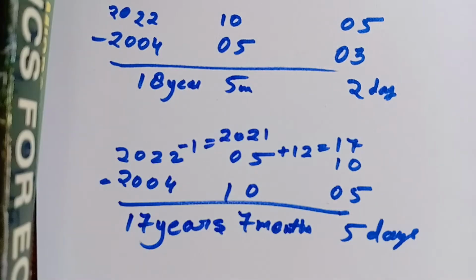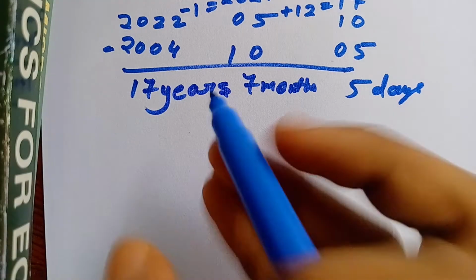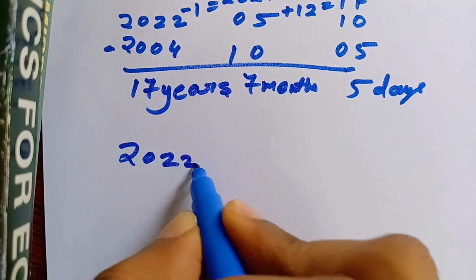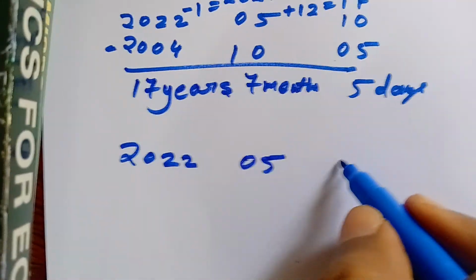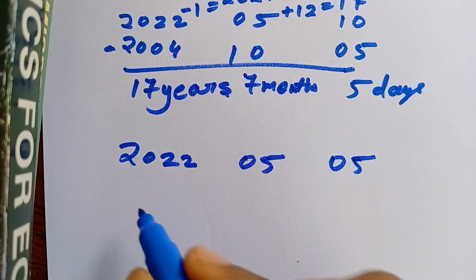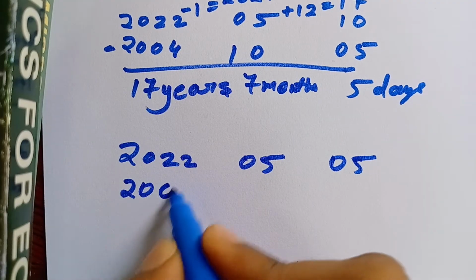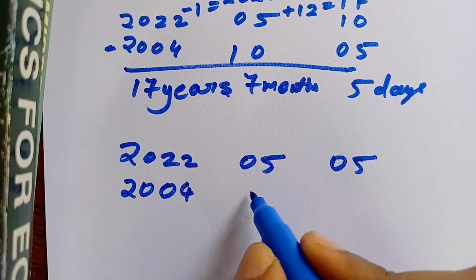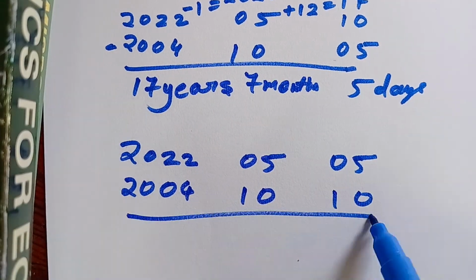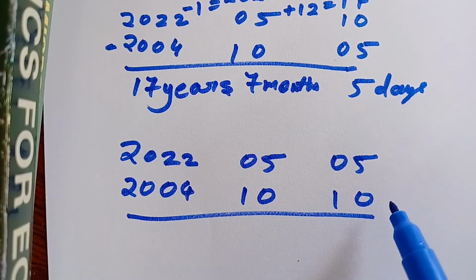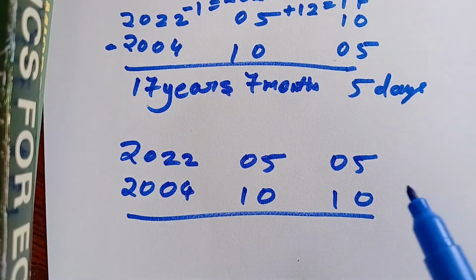So simple. Now let's take another example like 2022, 05, 05 and date of birth 2004, 10. Now you can see here the date is also greater than the current date, so as usual we need to take a carry from the month.